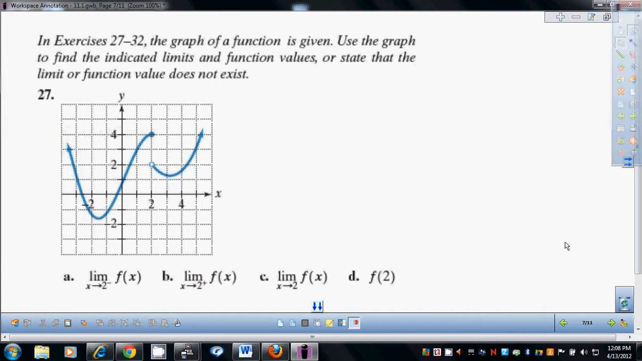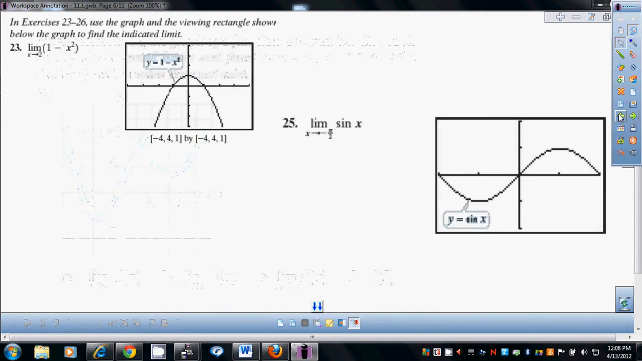If it gives me the same y value, or very, very similar y values, I know that's my limit. But if I punch in one just to the left of 2, and it tells me 4, and I punch in one just to the right of 2, and it tells me 2, I'll say it doesn't exist, because they don't go to the same thing. Here's what it looks like without a graph.